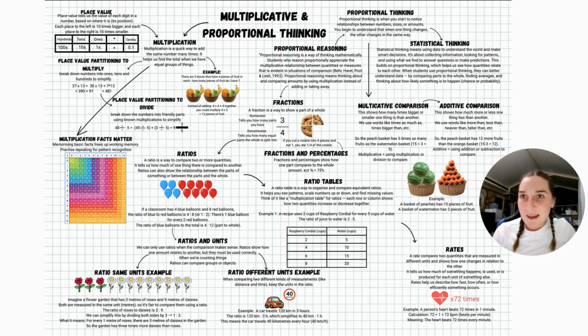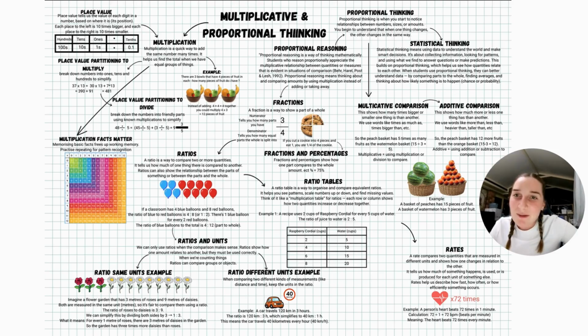So now let's build from that. Ratios and units. We can only use ratios when the comparison makes sense. Ratios show how much one relates to another, but they must be used correctly. Like when we're counting things, ratios can compare groups or objects. So examples of ratios are the same unit example.